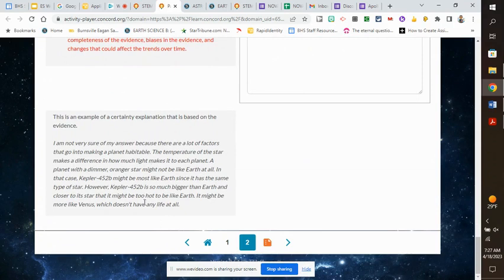So here's an example of a certainty explanation that's based on evidence. I'm not very sure of my answer because there are a lot of factors that go into making a planet habitable. The temperature of the star makes a difference in how much light makes it to each planet. A planet with a dimmer oranger star might not be like Earth at all. In that case, Kepler 452b might be most like Earth since it has the same type of star. However, Kepler 452b is so much bigger than Earth and closer to its star that it might be too hot to be like Earth. It might be more like Venus, which does not have any life at all.